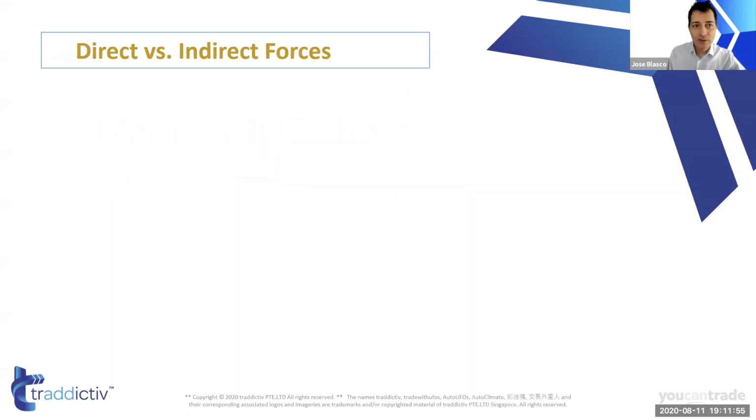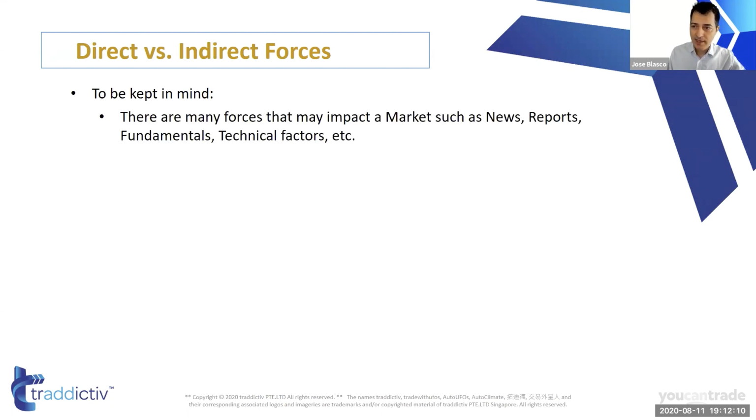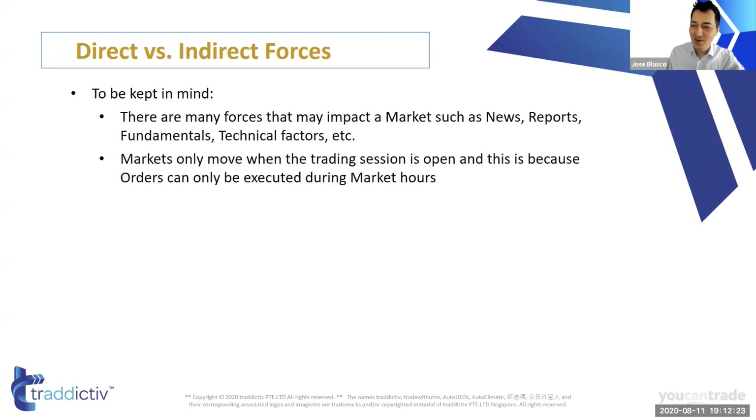Anyway, now that we know what order flow is from a very basic point of view, let's begin defining direct and indirect forces as we go deeper into the lecture and the examples. A few thoughts to keep in mind. There are many forces that may impact a market, such as news, reports, fundamentals, technical factors, etc. Markets only move when the trading session is open, and this is because orders can only be executed during market hours.